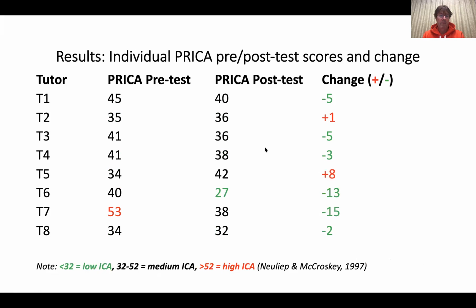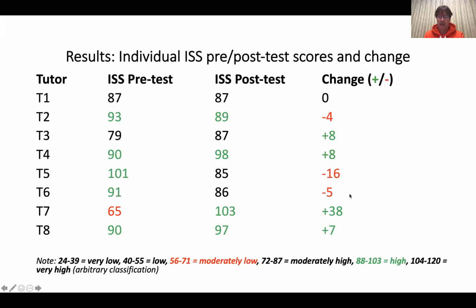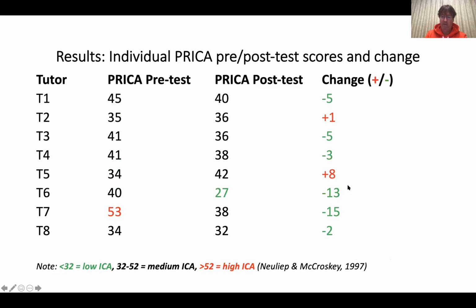Okay, and regarding the PRICA, again, we can see here from tutors 1 to number 8, 6 of the tutors, indicated in green here, demonstrated a lowering of their ICA. And 2 tutors indicated an increase actually, or a higher level of ICA according to Neuliep and McCroskey's classification. Again, the largest decrease in ICA was reported by tutor number 7 at minus 15. And the largest increase was reported by tutor number 5 over here of plus 8. So previously, we noticed the increase in intercultural sensitivity by tutor 7 of 38 points and a decrease of minus 16 for tutor number 5 over here.